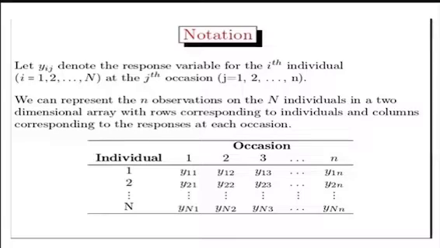Y11 is different from Y21. Y11 is the response that we got from individual 1 in the first occasion. Y21 is another individual, but the same occasion. Any question? Take a look at the data layout now.